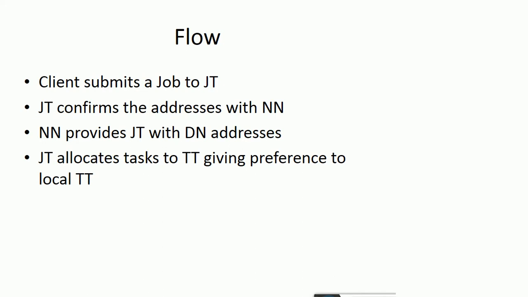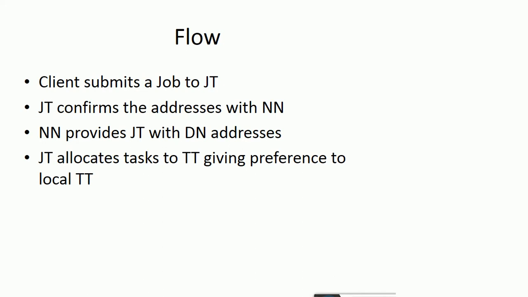Okay, so step one is, I told you that some client has to be there which will submit the job. This you must have understood, right? Step 2 is JT, that is job tracker, confirms with NN. NN is your name node. So job tracker confirms with your name node.